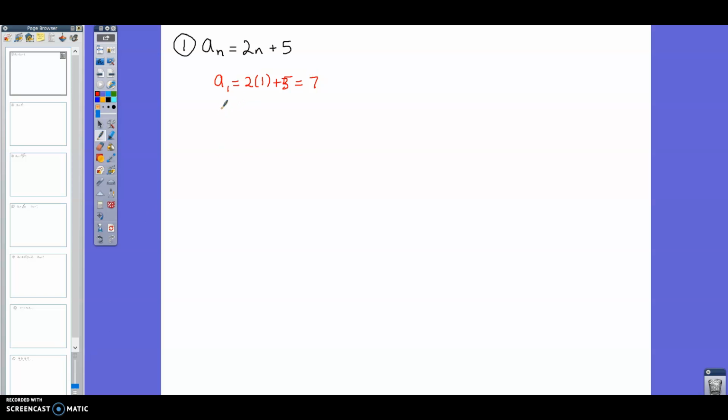We're going to do the same thing for the second term. We're going to replace the n with the 2. So this time we have 2 times 2 plus 5. 2 times 2 is 4, plus 5 is 9. Then we move on to the third term. This time we plug in 3. So 2 times 3 plus 5. That's 6 plus 5 is 11.